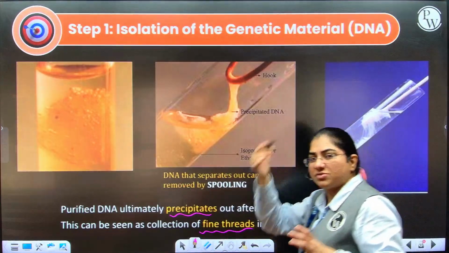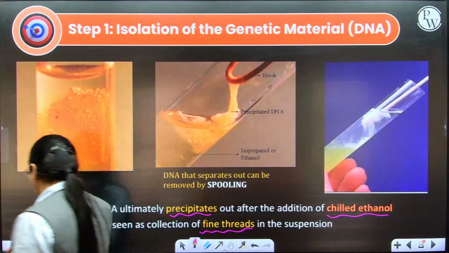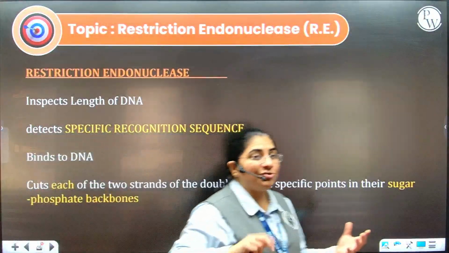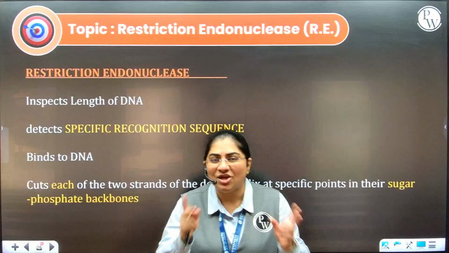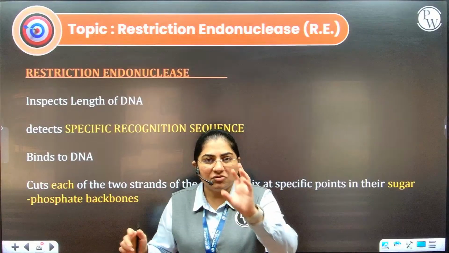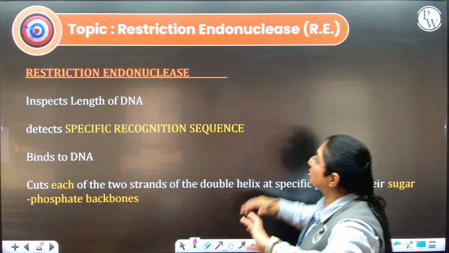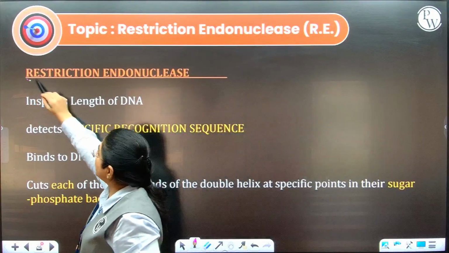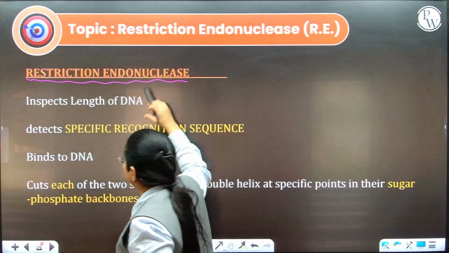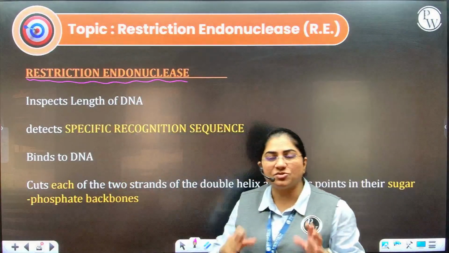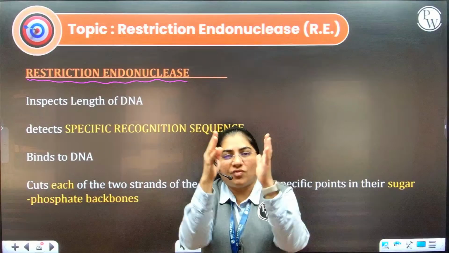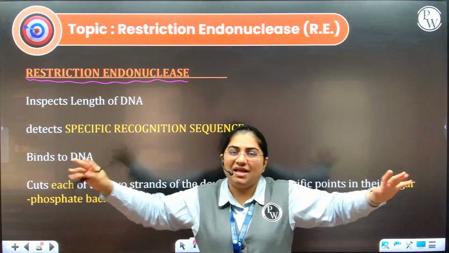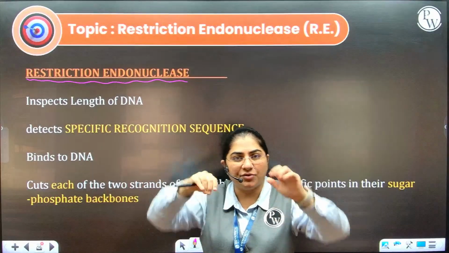With the help of a spool, we are going to remove it. So we've obtained our DNA. Once we've obtained our DNA, we now have to use restriction enzymes to cut the DNA. Now these restriction enzymes, or restriction endonucleases, are basically the enzymes which are going to cut the DNA at the central phosphodiester bonds and not the peripheral ones. Hence endo means within, endonuclease.